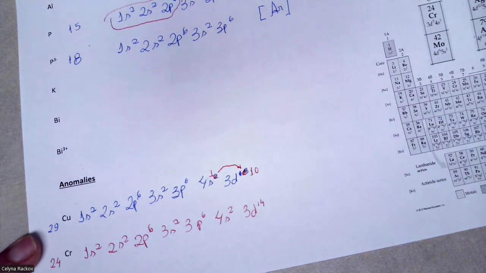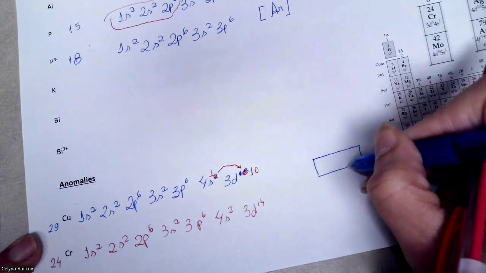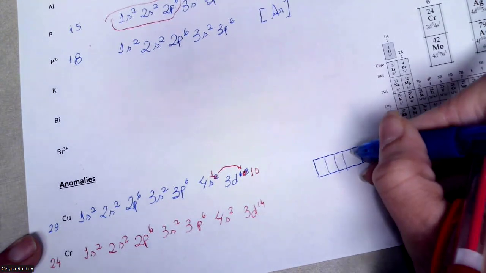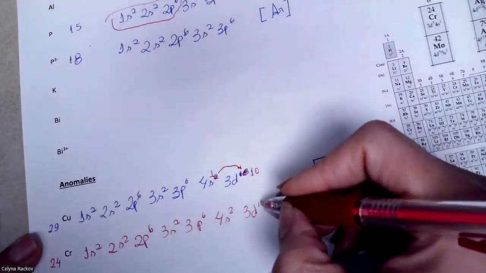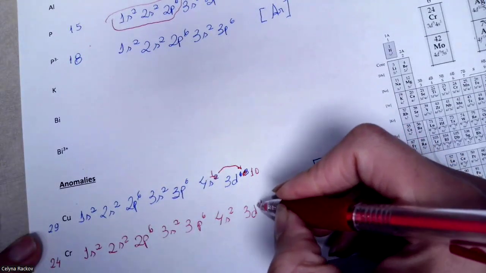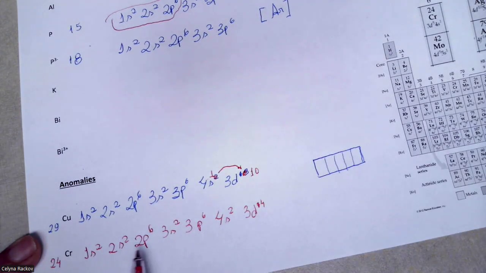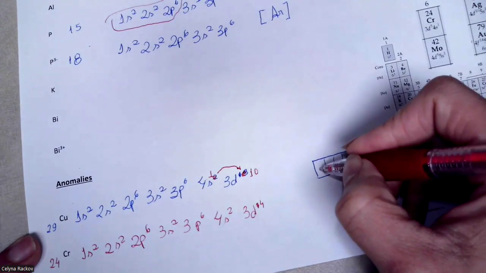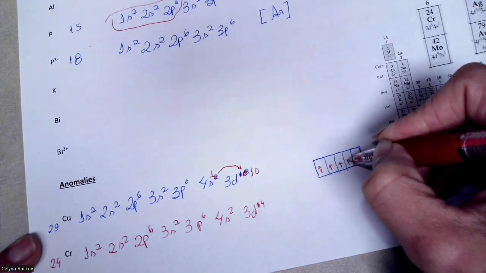What's the anomaly here? So the d subshell, you have 5 orbitals, right? The configuration here is 1s2, 2s2, 2p6, 3s2, 3p6, 4s2, 3d4.